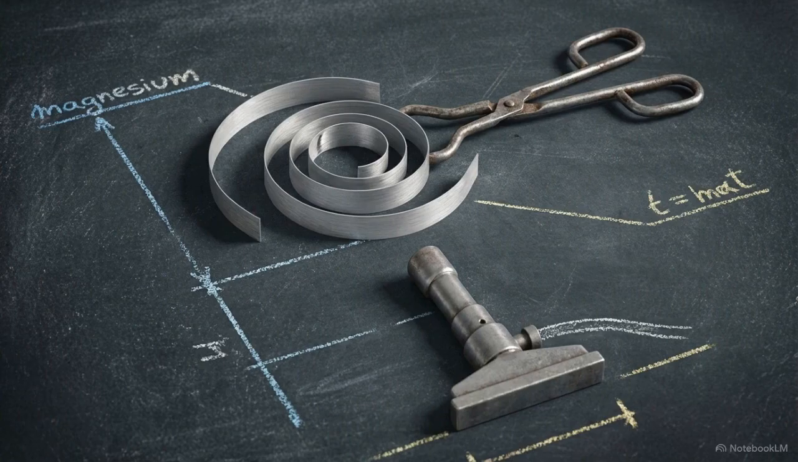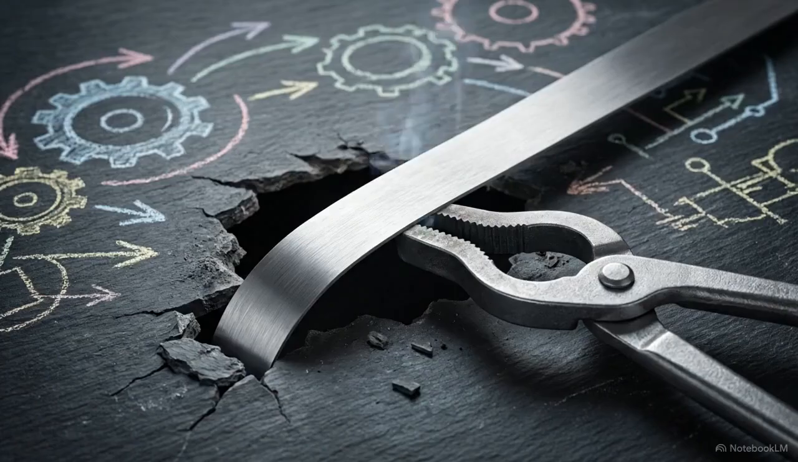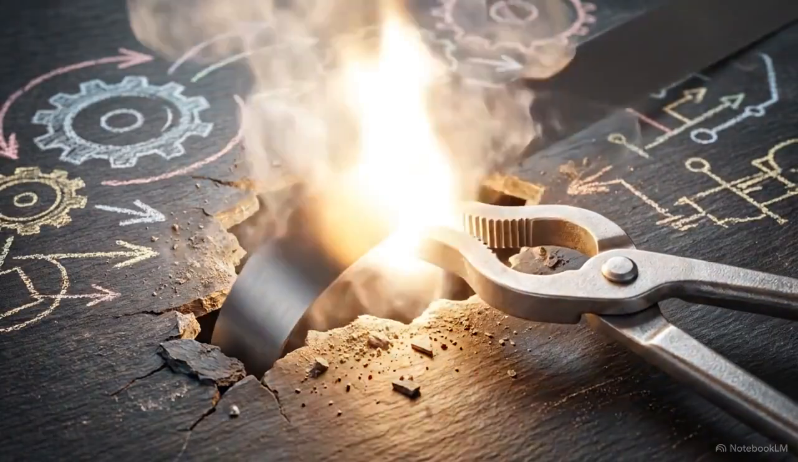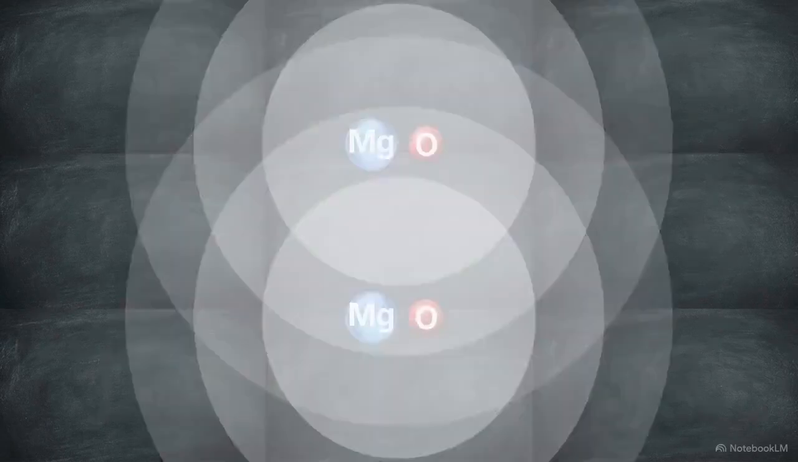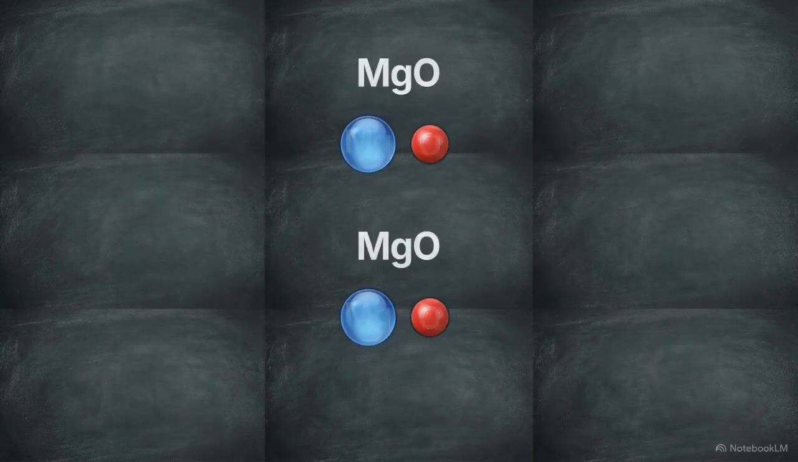We can see this rearrangement in action with a classic experiment: burning a small ribbon of magnesium metal. When you heat the ribbon, it burns with a dazzling white flame and leaves behind a pile of fine white powder. This happens because the solid magnesium is grabbing oxygen from the air and locking it into its own structure.